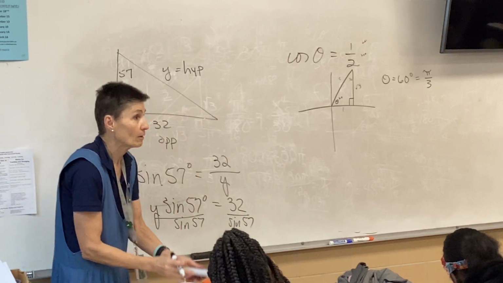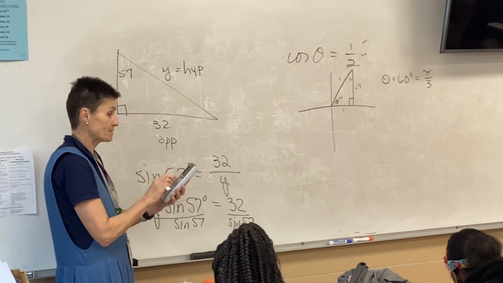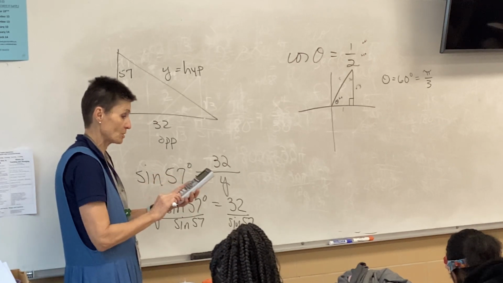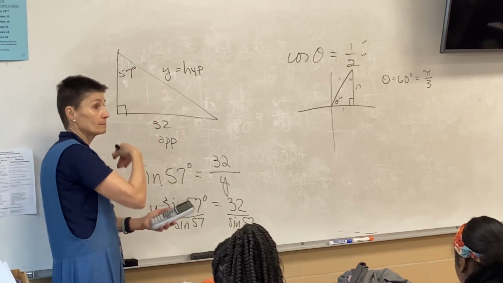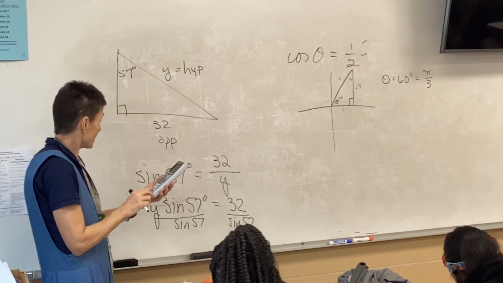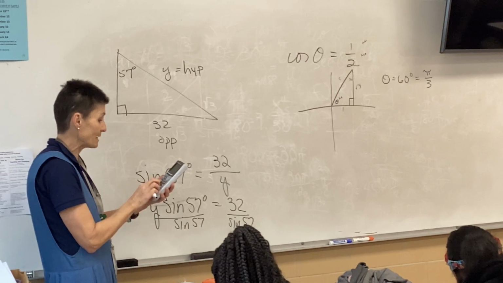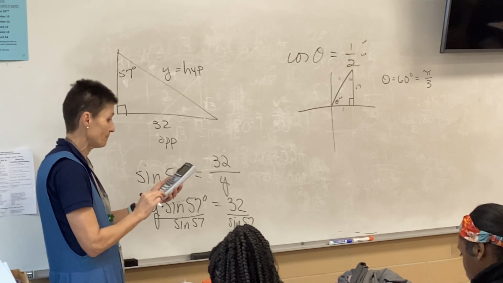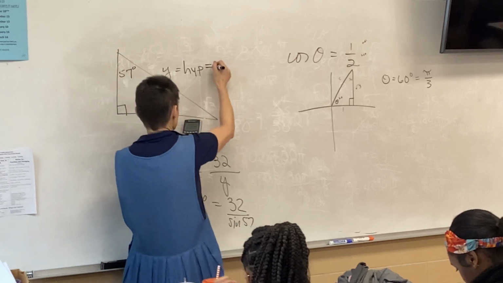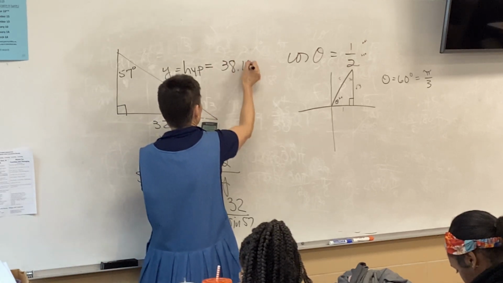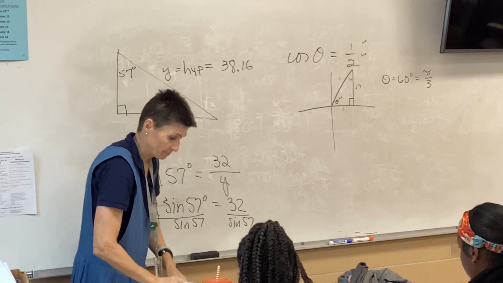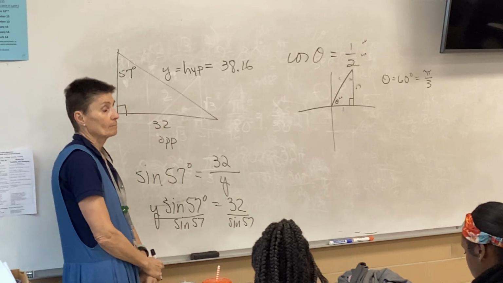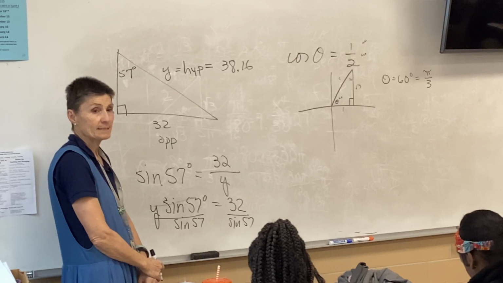Then I go to my calculator, make sure I'm set in degrees. I am not, so I'm going to switch back to degrees. 57 is a degree, so I've got to be in degrees. So 32 divided by sine 57, y is 38.16 hundredths. Yep. Easy enough?